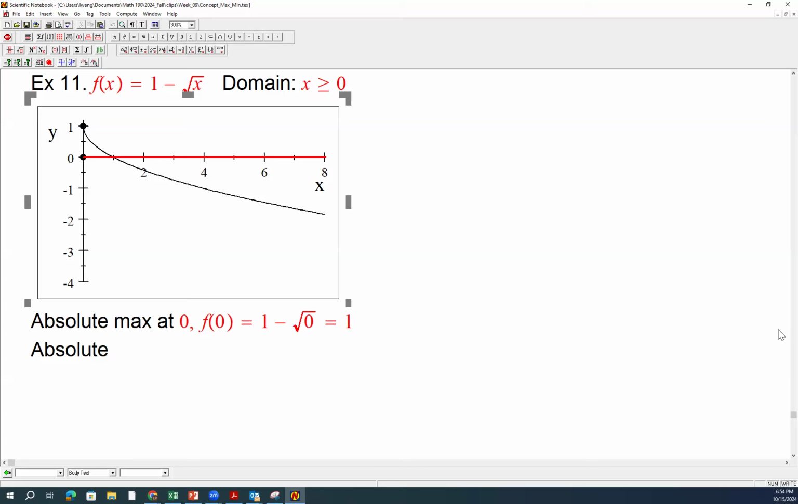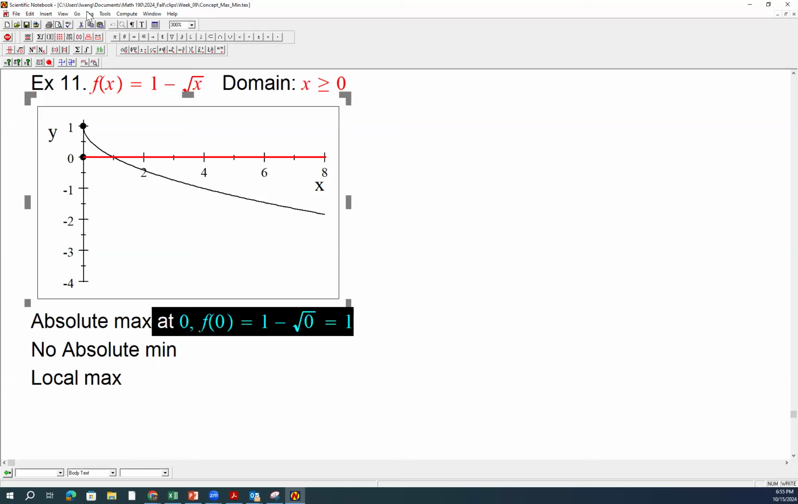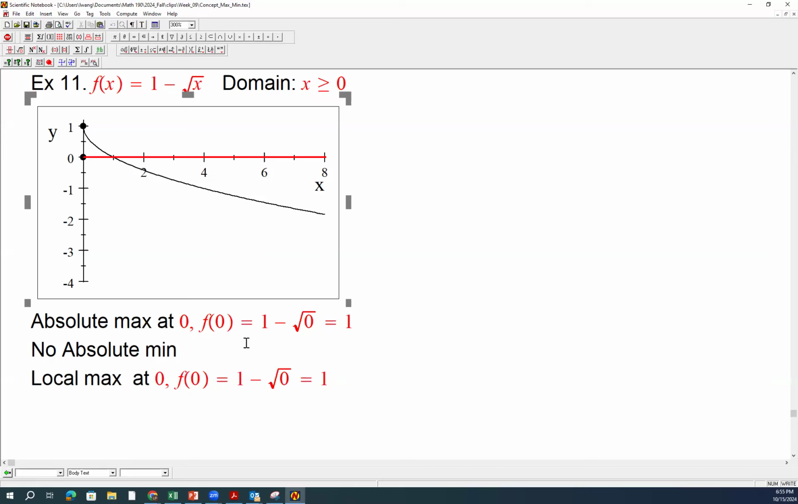Do we have absolute minimum? The answer is no. No absolute min. Do we have a local max? Yes, local max at the same place, the same maximum value. Do we have local minimum? No local minimum.